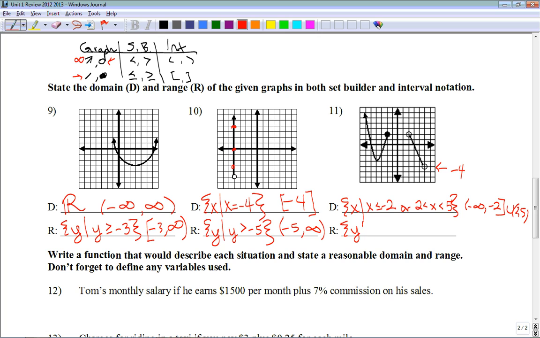Set of all y values where y is greater than, because we don't have a closed point anywhere for -4, so it's greater than -4 for set builder. And then interval notation, we're going from -4 up to infinity, both with parentheses. -4 because it's an open circle, and the infinity because it always gets a parentheses. Let's keep going.